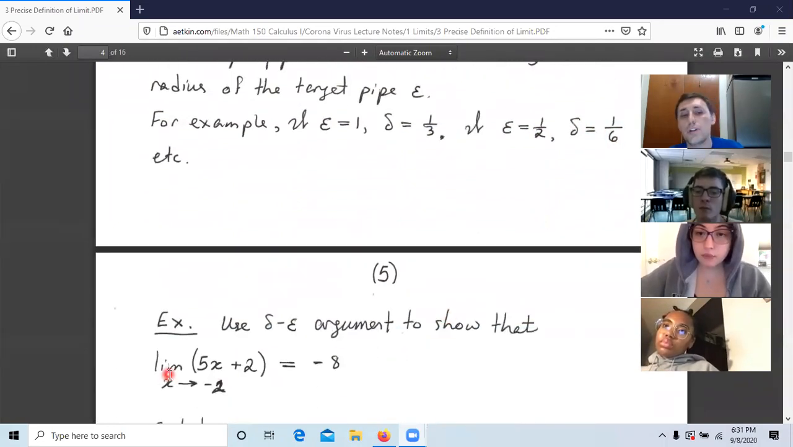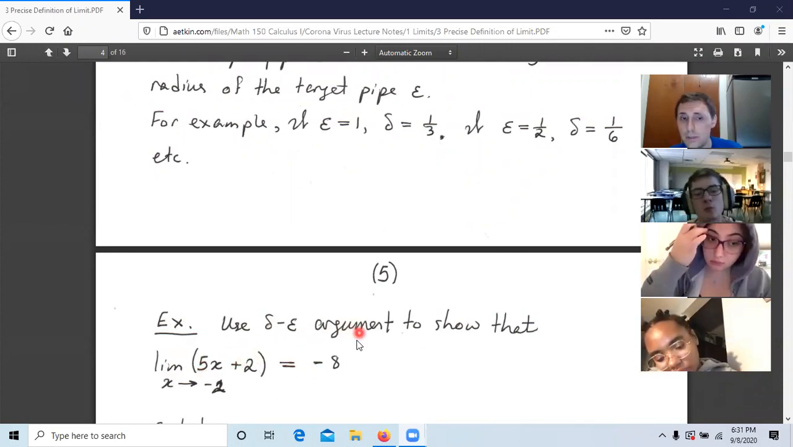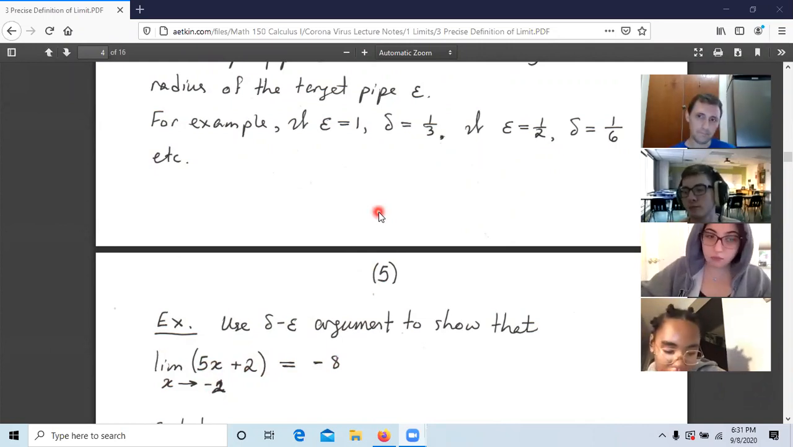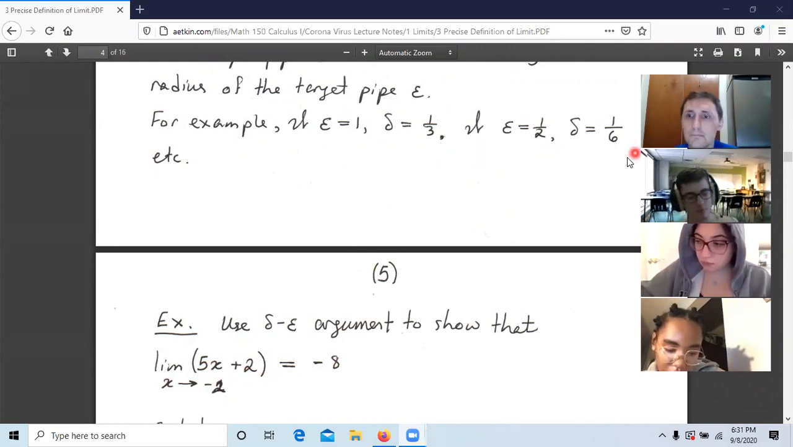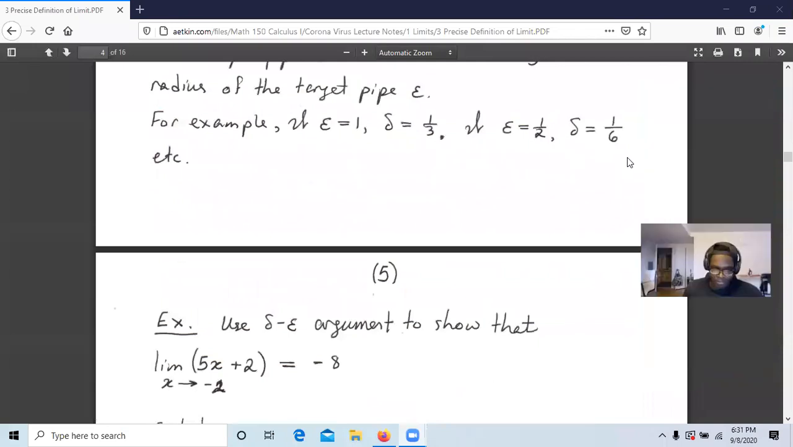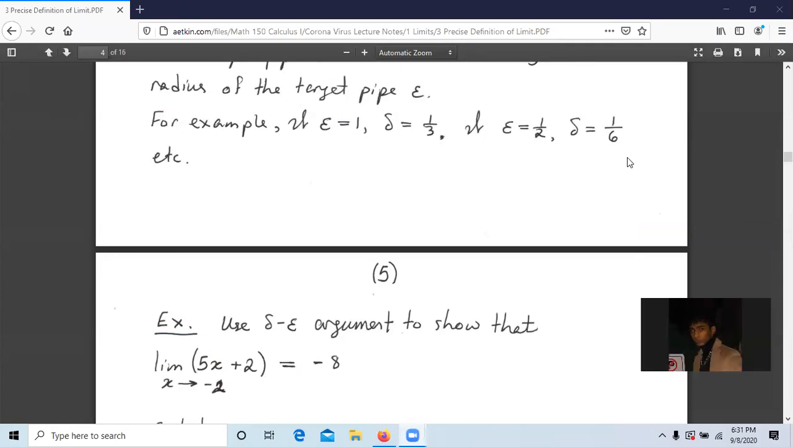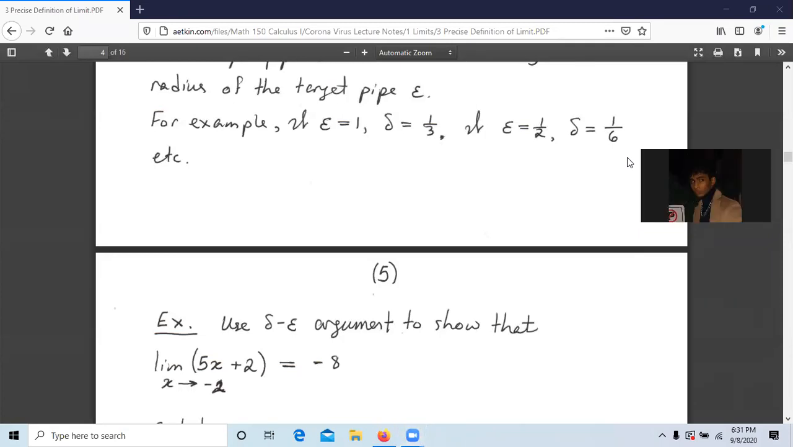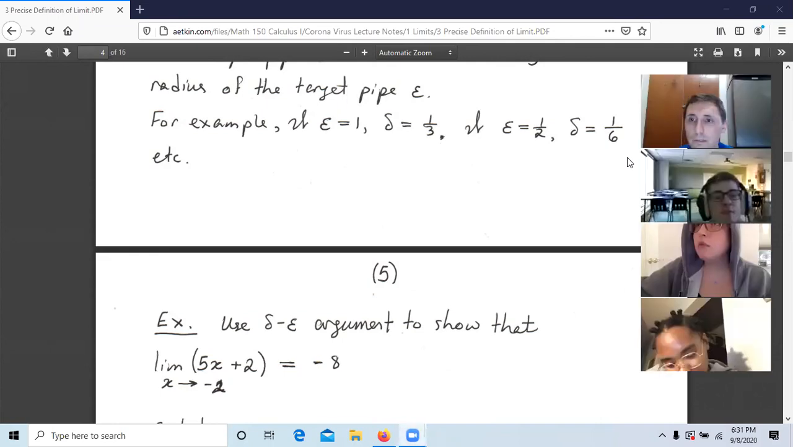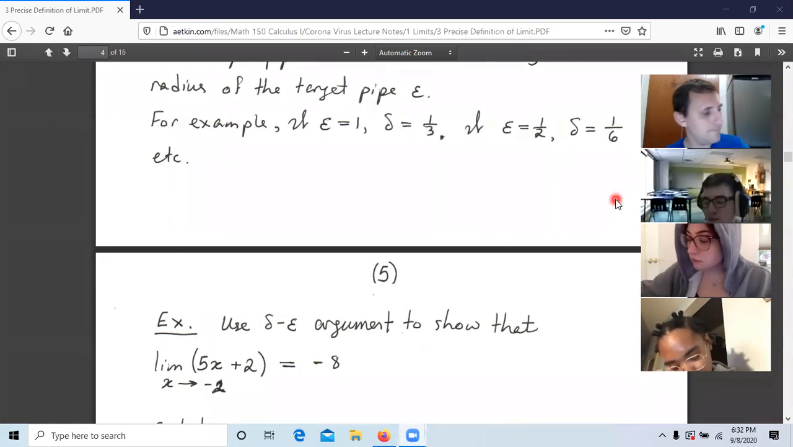So here is your challenge, guys. Now you have to do the same thing on your own. You have to prove to me, using a delta epsilon argument, that the limit as x goes to -2 of 5x plus 2 is -8. Go ahead and try to do this. When you're done, in the comments you can tell me what you think delta might be in terms of epsilon.